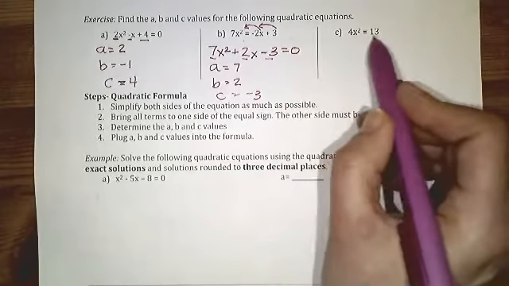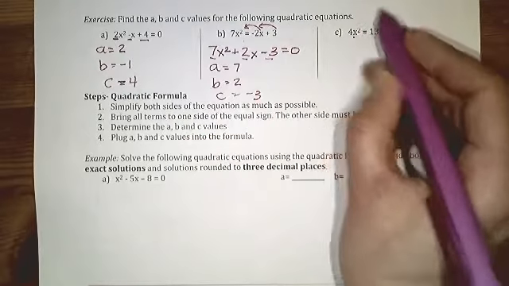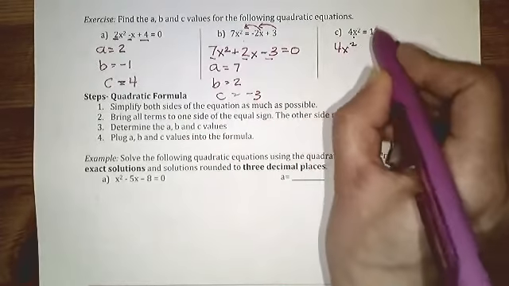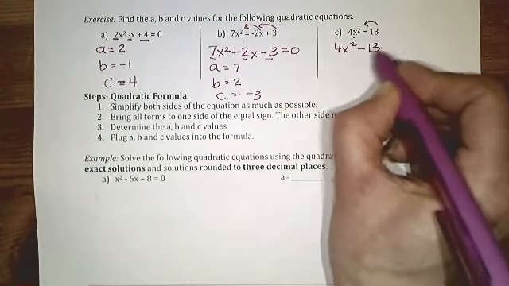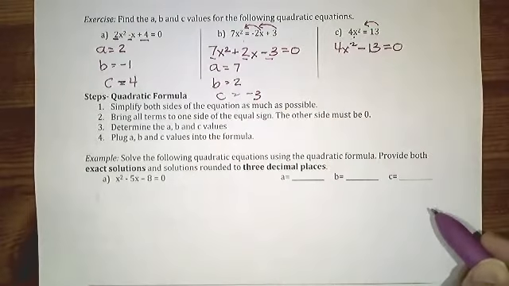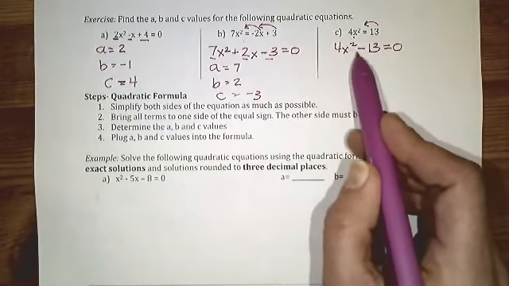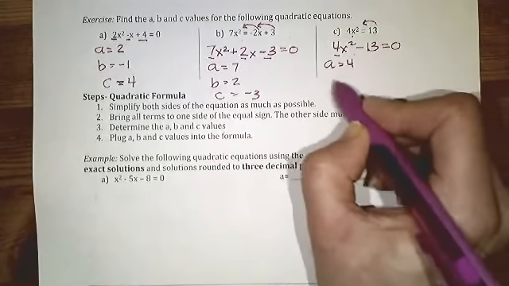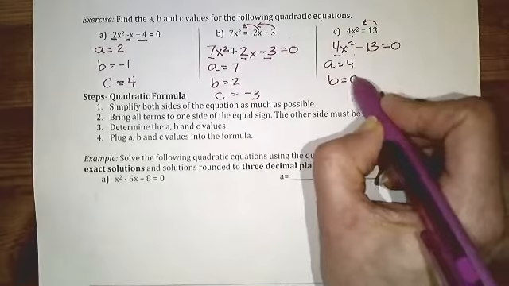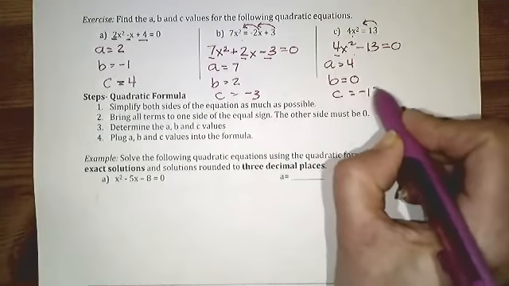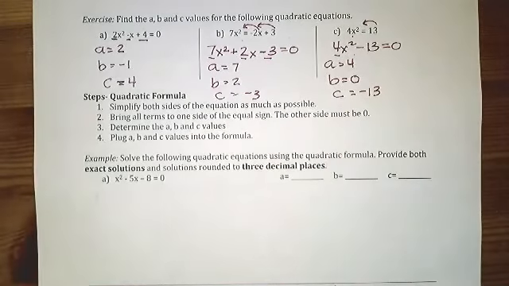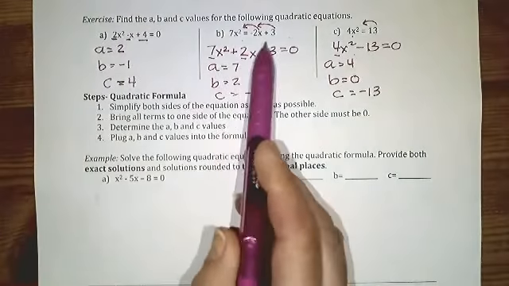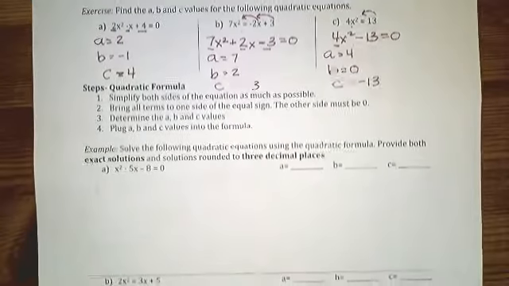For C, we only have one term on the side, so we have to bring the 13 over. Remember, when we're bringing the 13 over, we'll change the sign, and that will be equal to 0. So I have my x squared term. There's no x term, and then I have my constant. So my A will be equal to 4. B, because there is no x term, is 0, and C is equal to -13. So that's the very first step you need in order to use your quadratic formula. Getting it into the right form and then identifying A, B, and C.